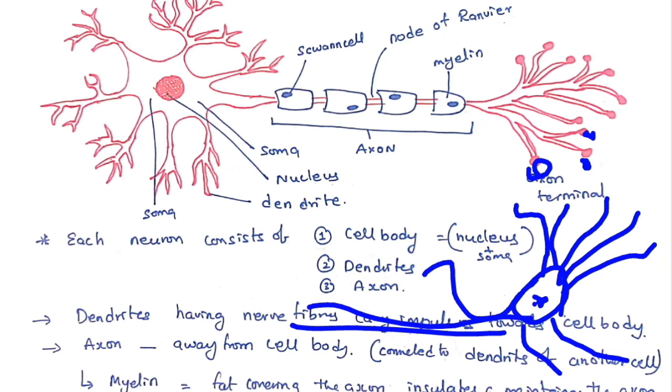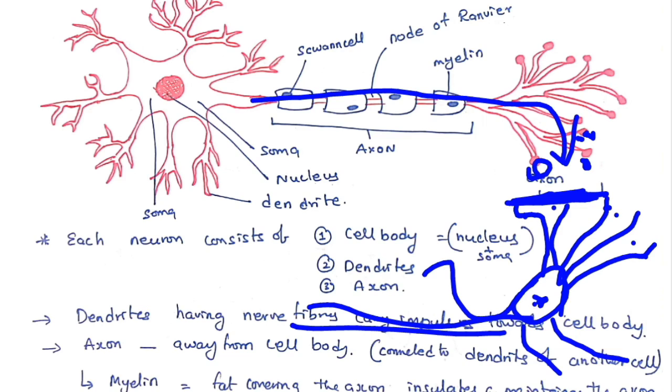Okay, friends. There will be a clear gap between these axon terminals and the dendrites of the other neuron. This gap is called the synapse. In order for information to flow, information will come from axon to dendrites.